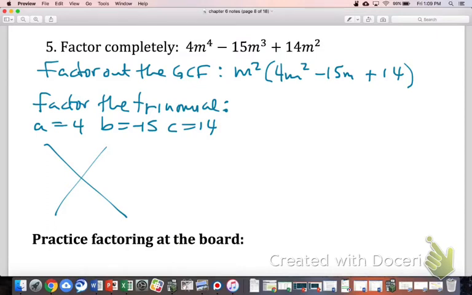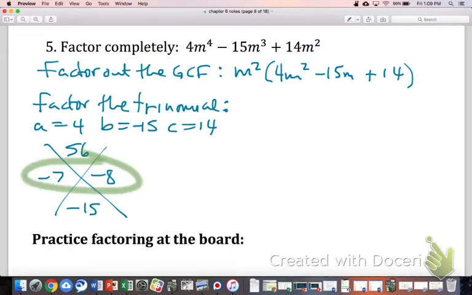So AC is positive 56, and B is negative 15. Your task then was to figure out which two numbers multiply to be 56 and add up to be negative 15. And walking around, you eventually, and quite quickly typically, found out that negative 7 and negative 8 were the two numbers that worked. So then what we do is we use those two numbers to split our B up. And so that would look like this.